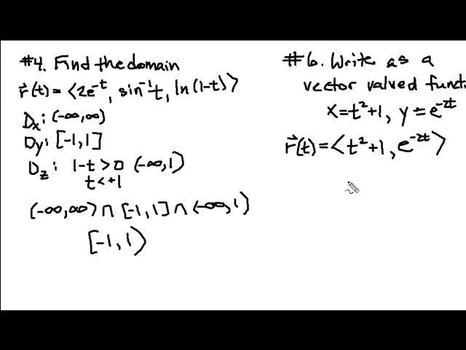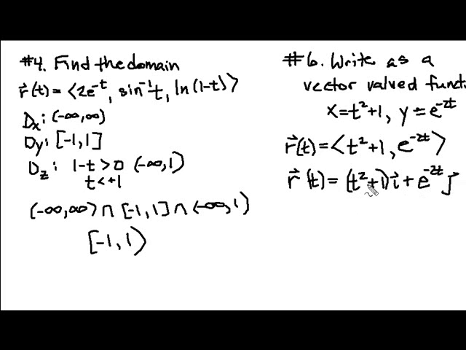And the x-coordinate of the vector is going to be t squared plus 1, and the y-coordinate is e to the negative 2t. But they actually ask us in the book to use the ijk notation. In this case, we're in 2 space, so it would just be i and j. The coefficient of i is t squared plus 1. The coefficient of j is e to the negative 2t. And that's our vector-valued function.